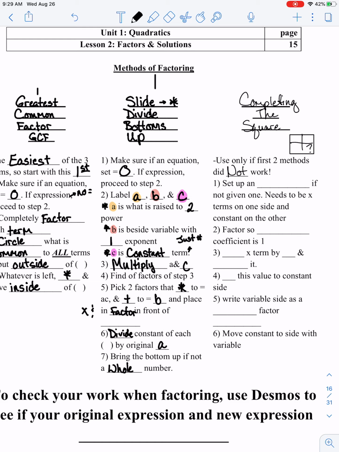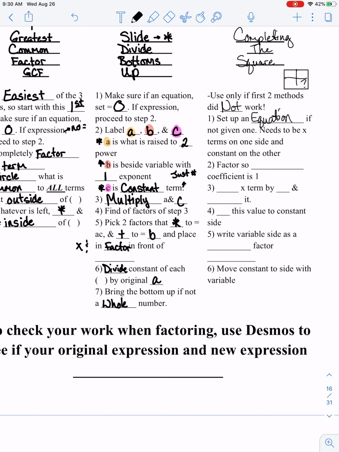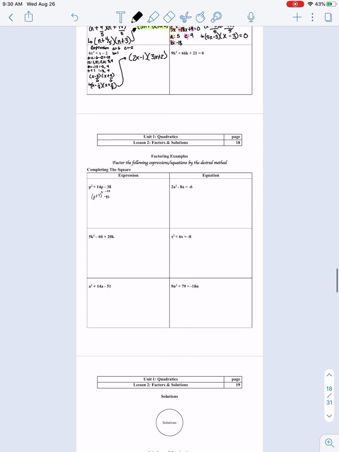The way you do it, or your steps for doing this, is you want to set up an equation. So see, it's already different than your greatest common factor, and slide divide bottoms up. Again, if you don't have an equation, you have to make one. You want to factor so your x squared coefficient is 1. You're then going to divide your x term by 2. Once you get that value, you're going to square it. That value you're then going to add to the constant side. Once you've done that, you'll write your variable side as a single factor squared. And then last but not least, you'll move your constant to the side with your variable or your factor. Some examples of this are on page 18.